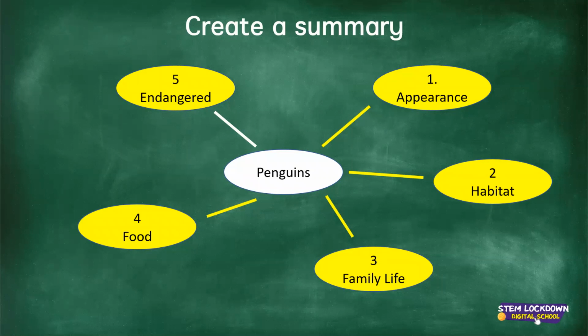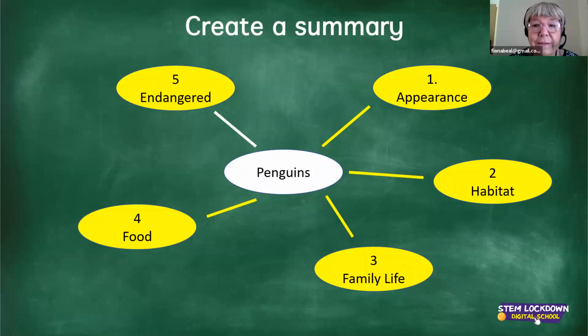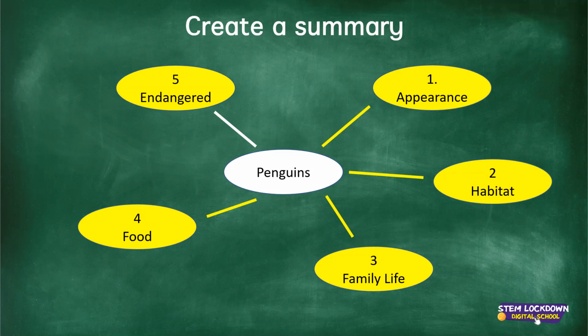Ma'am, appearance is elongated, wedge-shaped tail. Yes. Ma'am, it lives on the coast of Africa, and ma'am, it's in Namibia. Right. Good. Family life. Ma'am, it's monogamous and has predators. Yes. Very good. Okay. Food. Ma'am, it eats fish and ma'am, it is a seal-eater. Right. And endangered. Ma'am, vulnerable and dwindling.